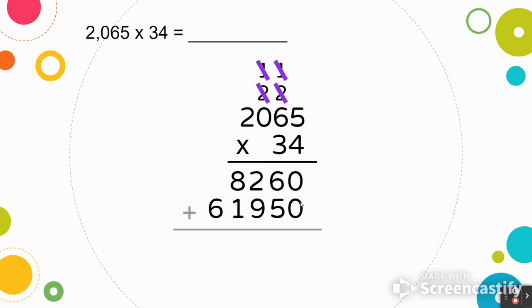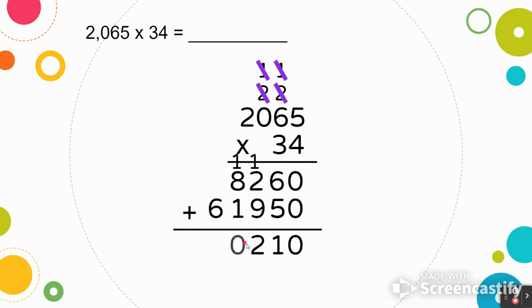Finally, let's add these products together. 0 plus 0 is 0. 6 plus 5 is 11. So we're going to put a 1 down here in the tens place, regroup the 1 to the hundreds place. 9 plus 2 is 11, plus 1 is 12. So we're going to put a 2 down here in the hundreds, regroup the 1 to the top of the thousands place. 1 plus 8 is 9, plus 1 more is 10.